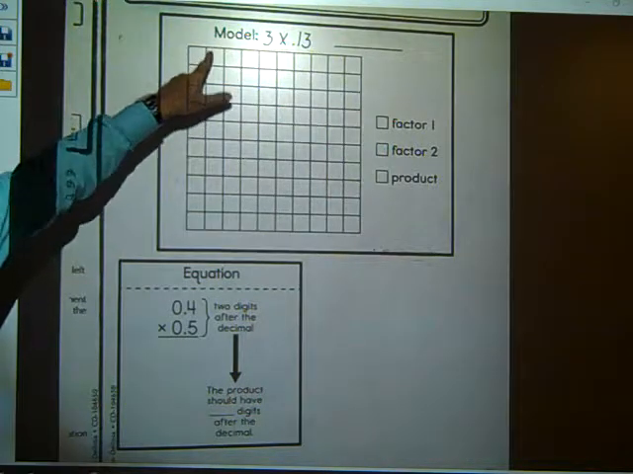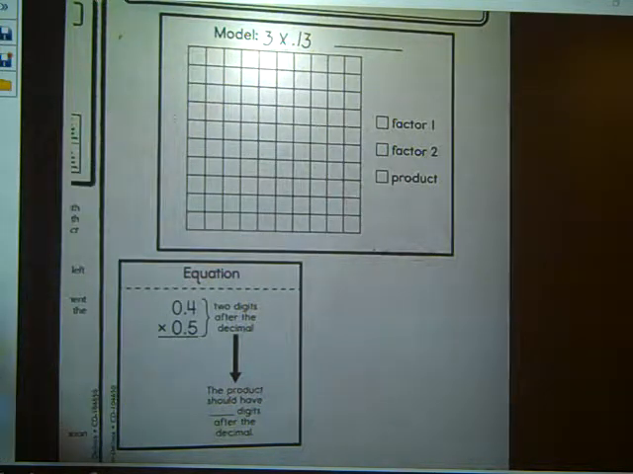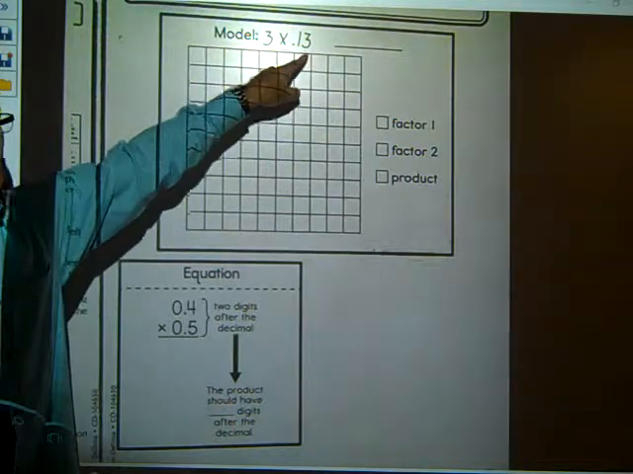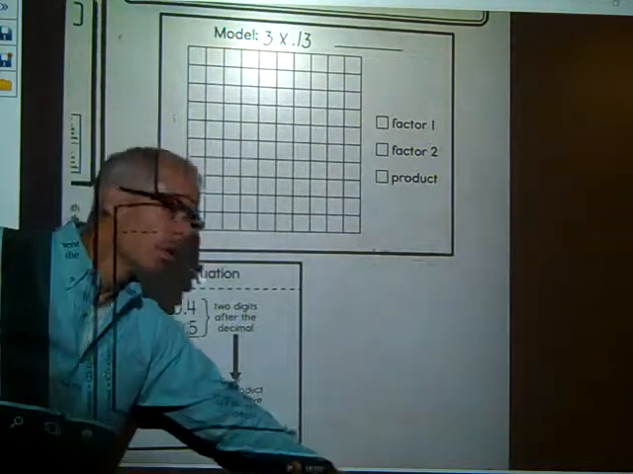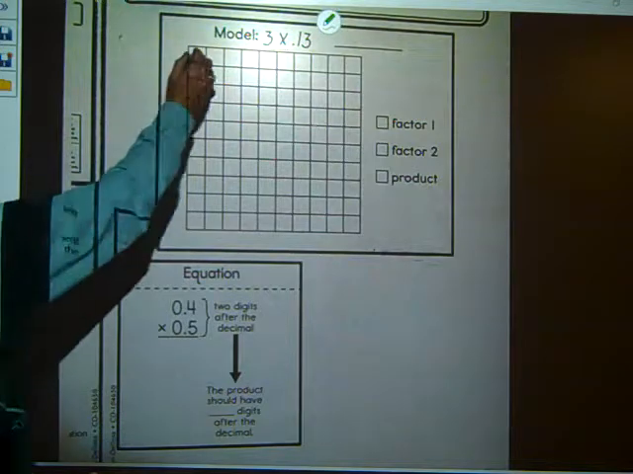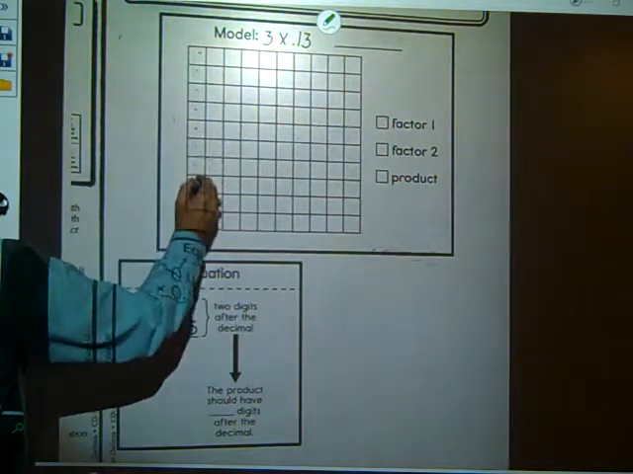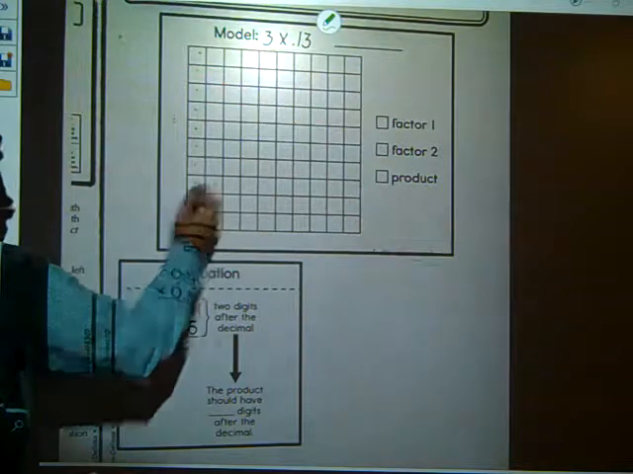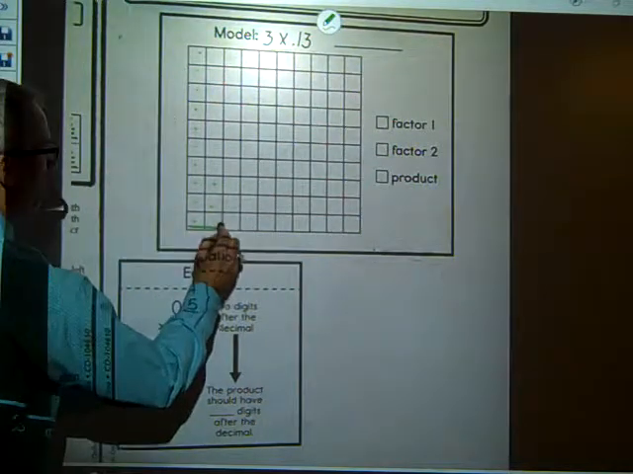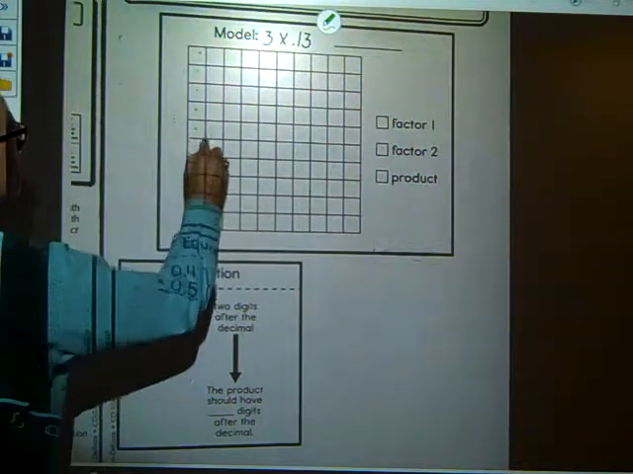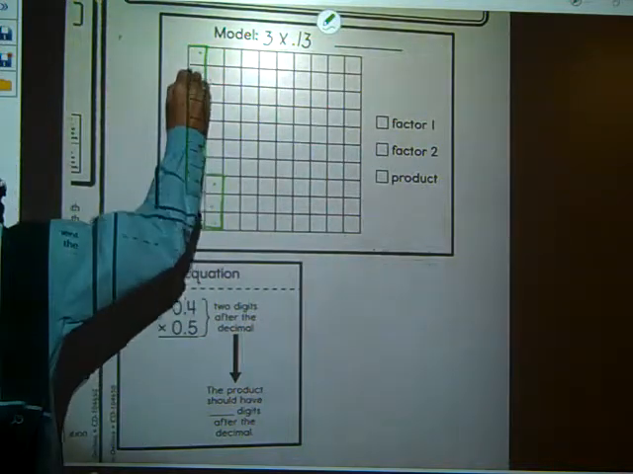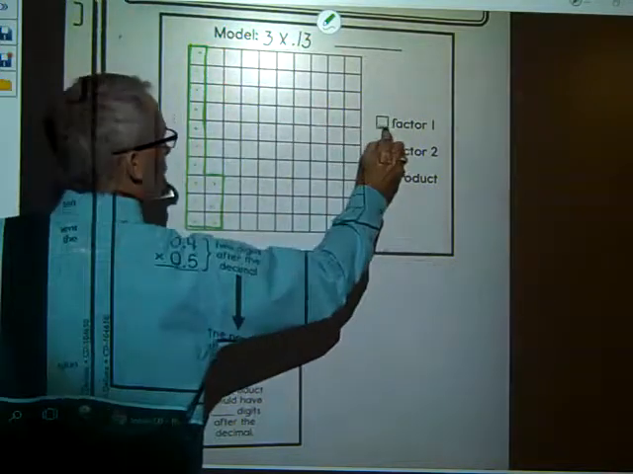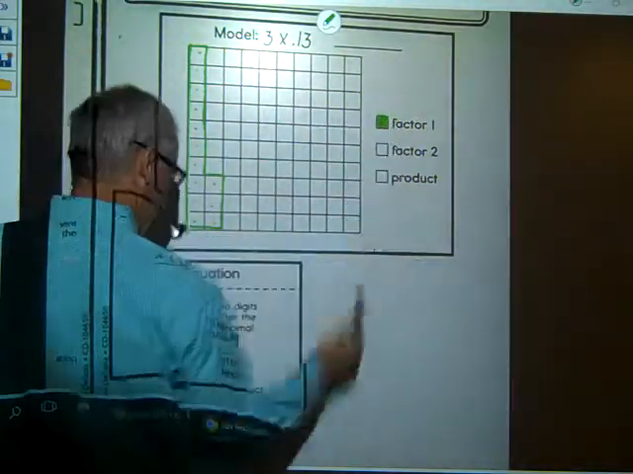What does each one of these boxes represent? 100. And how many do I need? 13 hundredths. But I need 3 groups of 13 hundredths. So everybody take one of your color pencils. And I want you to count 13. So 1, 2, 3, 4, 5, 6, 7, 8, 9, 10, 11, 12, 13. And then shade them in with that color pencil that you have. That one color. Shade that one, using that one color. And I'll put factor 1. I don't need the product.